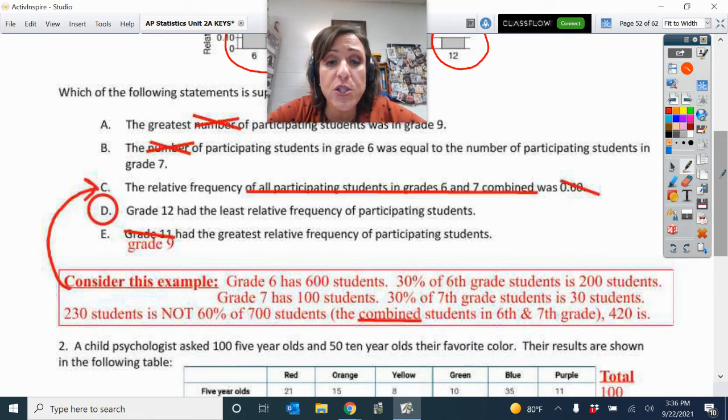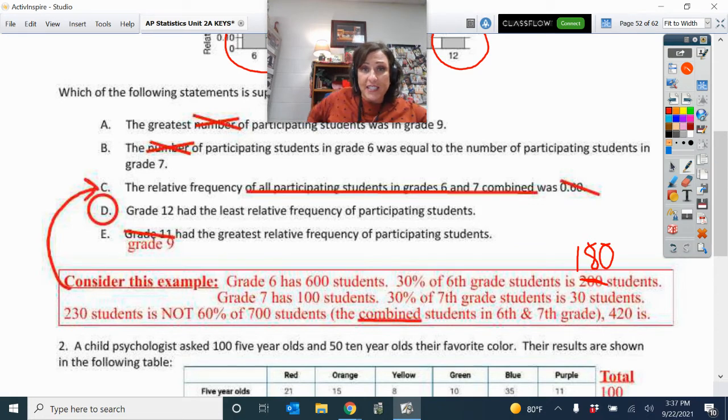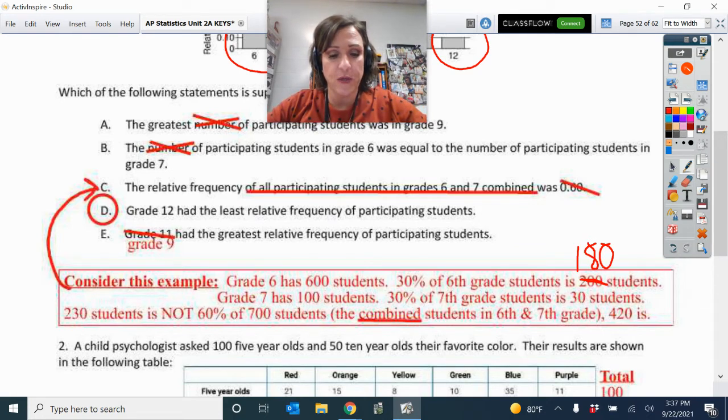And so I wanted to come up with an example that explains why that is not necessarily true. Consider this example. Suppose you had 600 students in 6th grade. Well, then 30%, actually I don't think 30% is 200, is it? Is it 180? So I think that 30% of 600 is 180, not 200, okay? And then if grade 7 has 100 students, then 30% of that 100, I'm going to check that other one, is indeed 30 students. Okay, so yeah, it's 180, not 200.